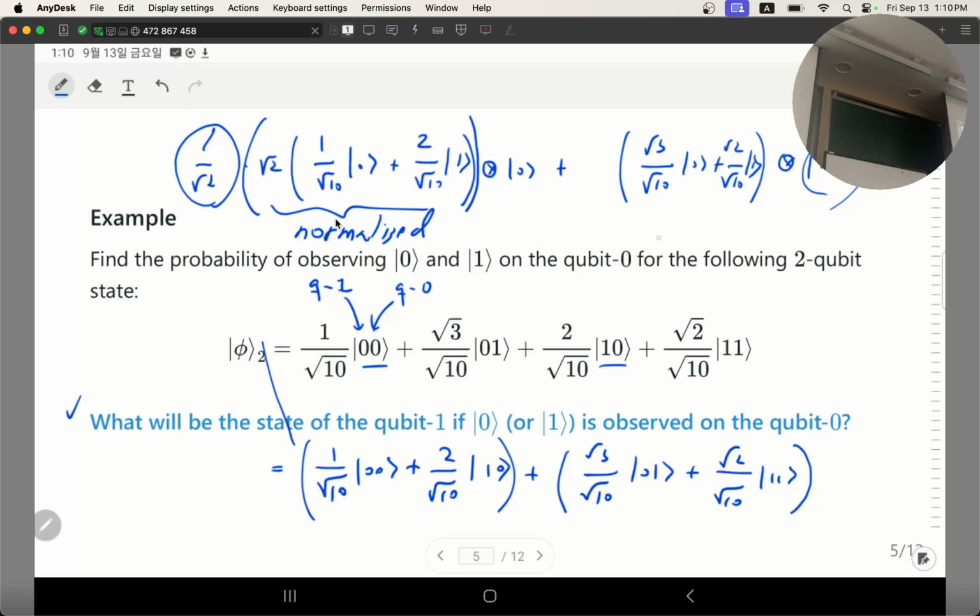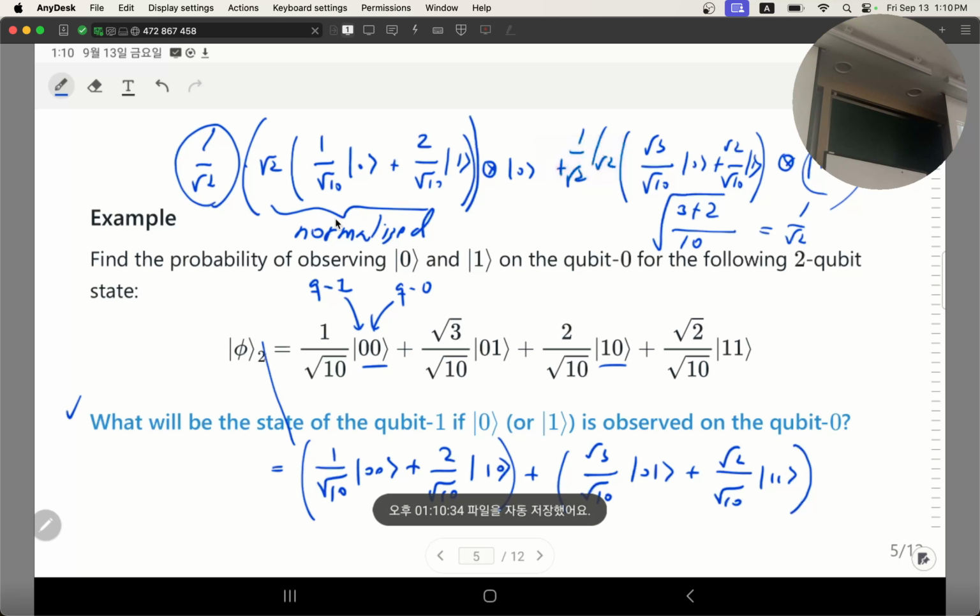And how about this? If you take 3 plus 2, oh, it's the same thing, right? So we get 1 over square root of 2. So you have a size of 1 over square root of 2. You have to normalize it by multiplying and then remultiplying this. And so this one now is normalized.